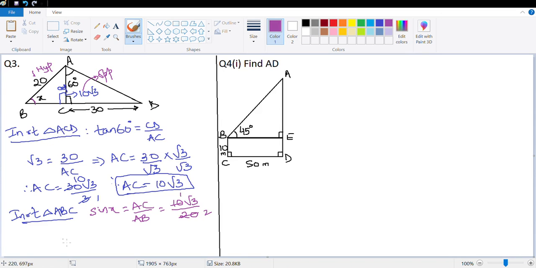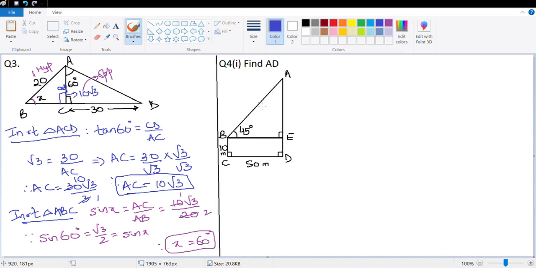Sine 60 is equal to root 3 upon 2. So since sine 60 degree is equal to root 3 upon 2 is equal to sine X, therefore X is equal to 60 degree. So we had to apply it 2 times. First for the right triangle ACD, that helped us to find the value of AC, and then we applied trigonometrical ratios in the right triangle ABC. Let's look at the next question.